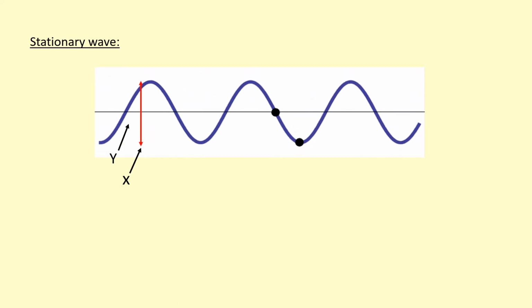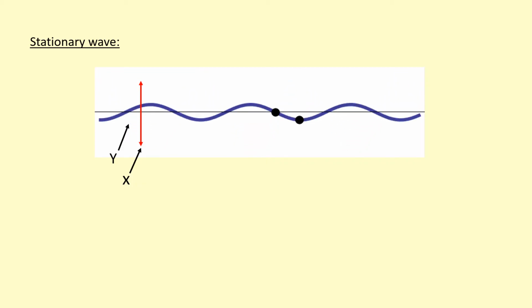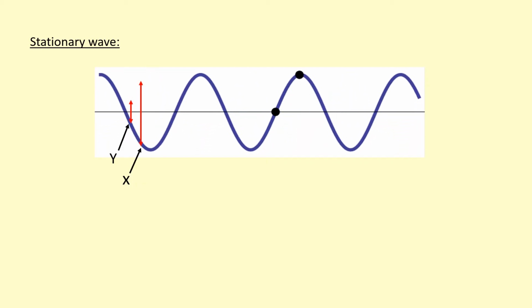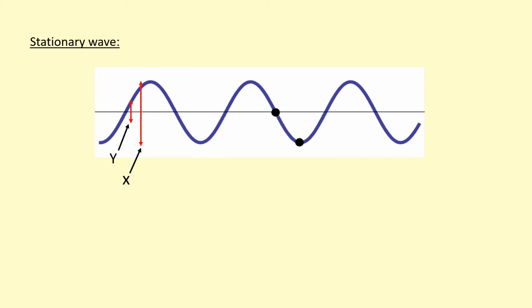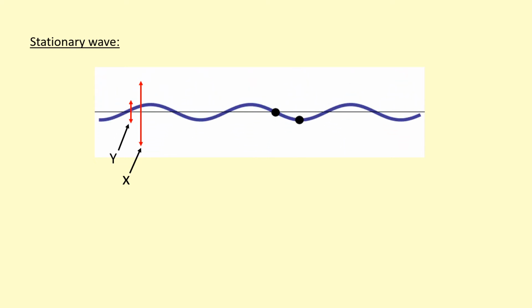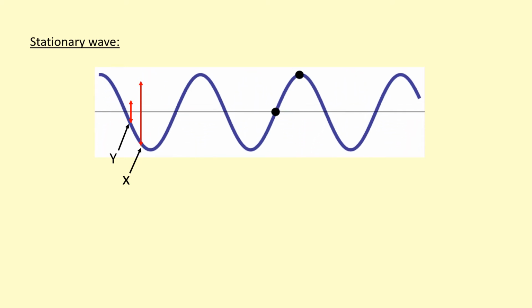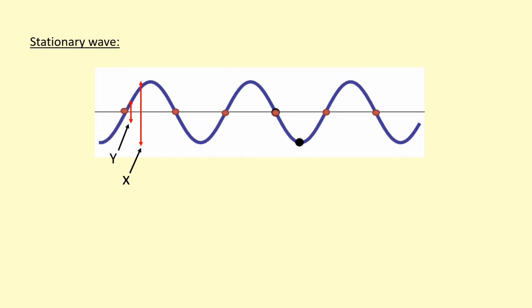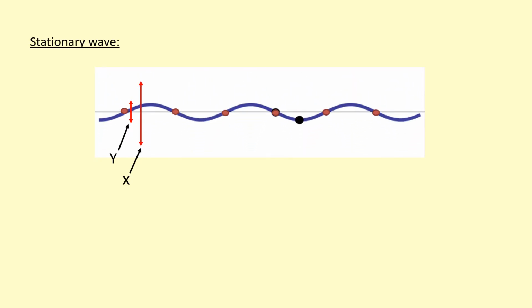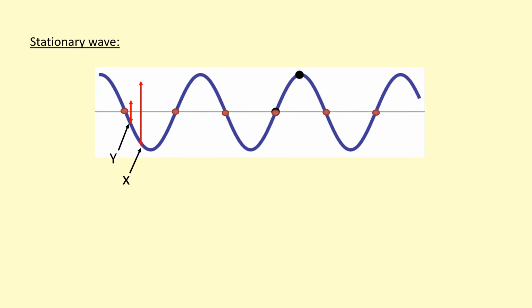So let's look at another point. So this point y here is oscillating between those 2 points. And if you look at it again, they both reach the minimum at the same time, right now. Okay, and the maximum right now. So actually, it turns out points that are within a node, between 2 nodes, are actually in phase. It doesn't matter what the amplitude of that point is, they're actually in phase.